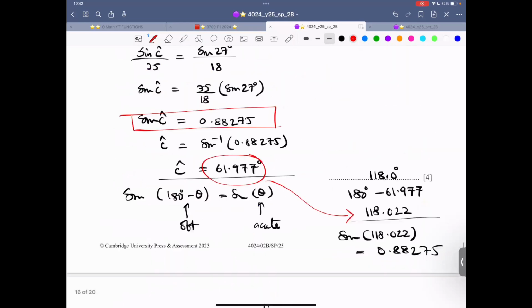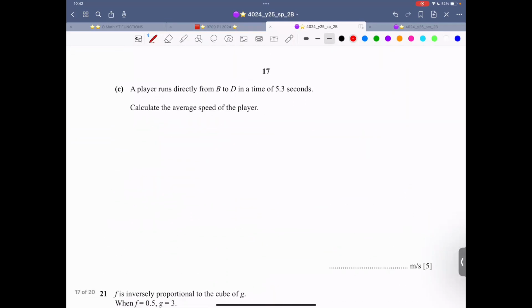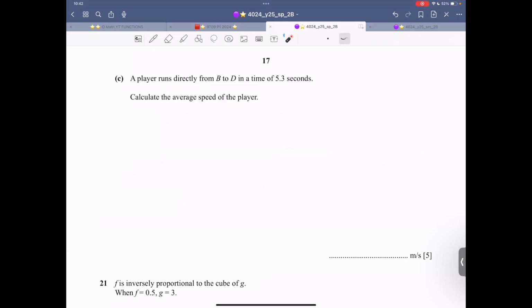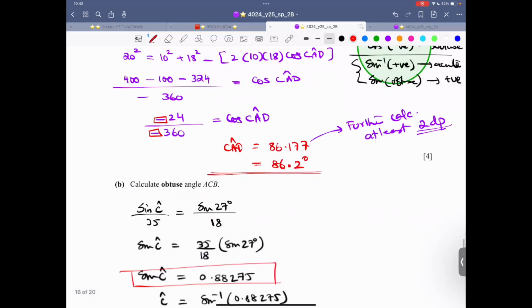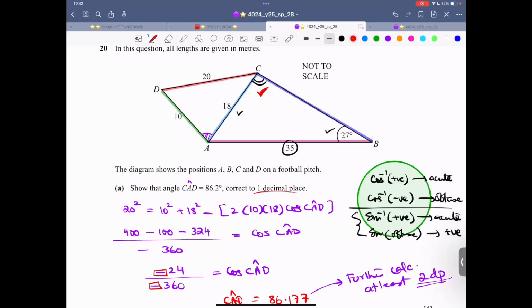All done. Now the last part, and that is for 5 marks. A player runs directly from B to D in a time of 5.3 seconds. Find the average speed. We know that average speed is distance divided by time taken. Now, which distance are they talking about? BD. We already have the time. We need the distance, BD. So in order to get BD, what should I do? Let me join from B to D like this. That thing is joined.